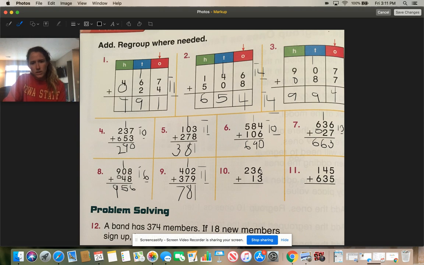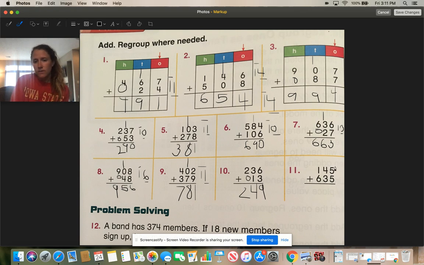236 plus 13. 6 plus 3 is 9. Uh-oh. Didn't have to regroup. 3 plus 1 is 4. And 2 plus 0 is 2. So they might try to trick you, and don't just put the 1 there because you think you might need it. Put the 1 there because you know you need it, okay?